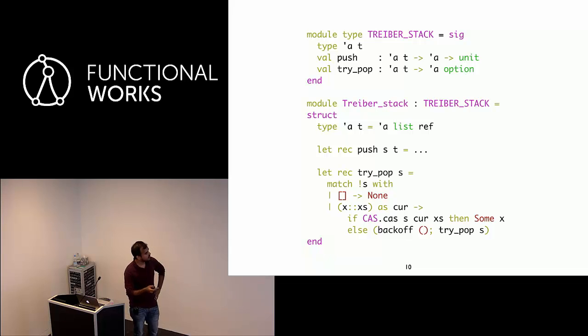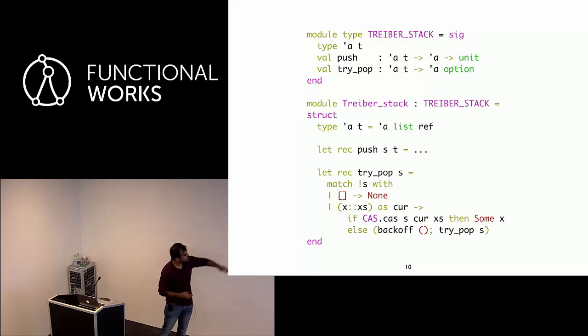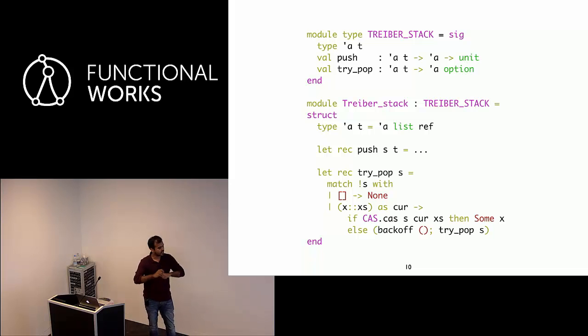So just to complete the whole thing, try pop is really similar, where you try to dereference the stack. If it's empty, you return none. If it has elements, you try to CAS update the stack to the tail of the list. You back off and retry if you fail.